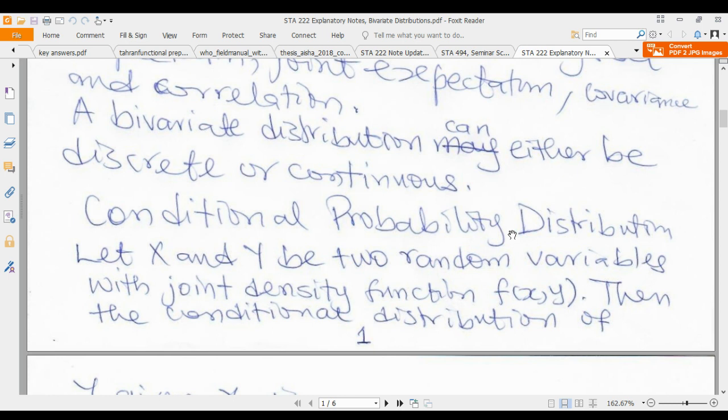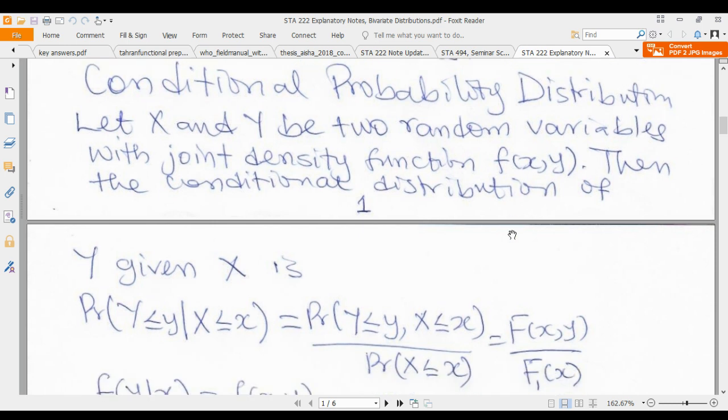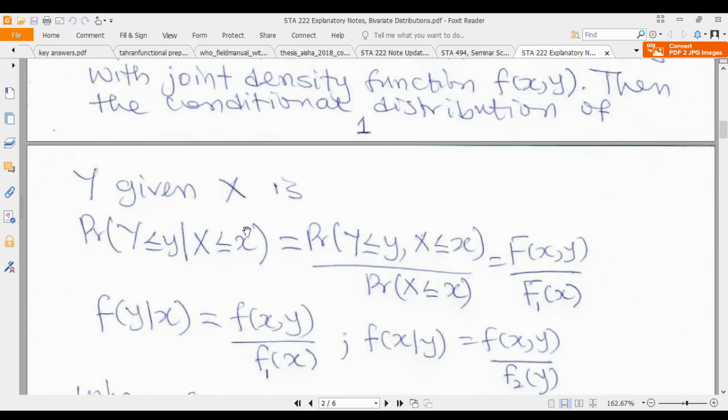Now, the conditional probability distribution. If you have two random variables x and y, and they have a joint PDF given by f of x comma y, then the conditional distribution of y given x is this: probability of y less than or equal to y, given that x is less than or equal to x, which is also equal to the CDF f of x comma y over the marginal CDF of the random variable x, that is f1 of x.